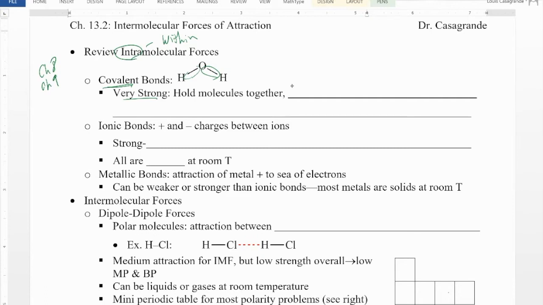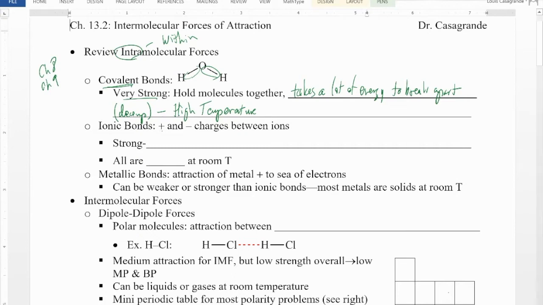And because they're so strong, it takes a lot of energy to break apart. This would be a decomposition reaction. And a lot of energy means that you need high temperatures, because as we saw in the previous unit, temperature and energy are related to each other. So high temperature and a lot of energy to break apart covalent bonds.